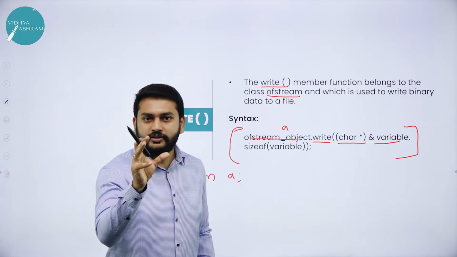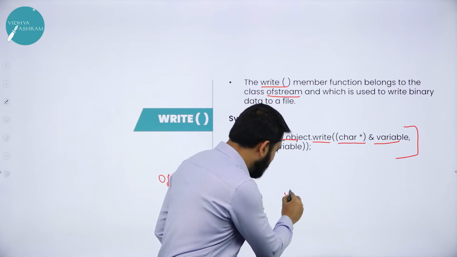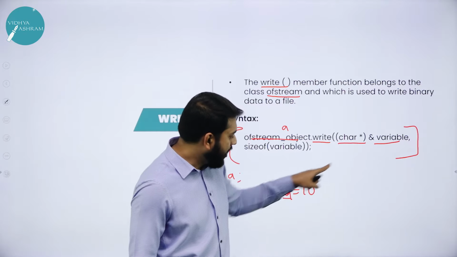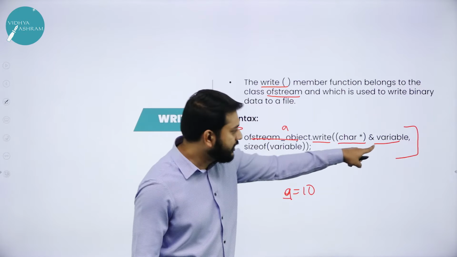So I have the content in the variable, right? Let's take a is equal to 10. Guys, this is my variable. What am I passing here? I'm passing the address of this variable. That is what I'm trying to do.